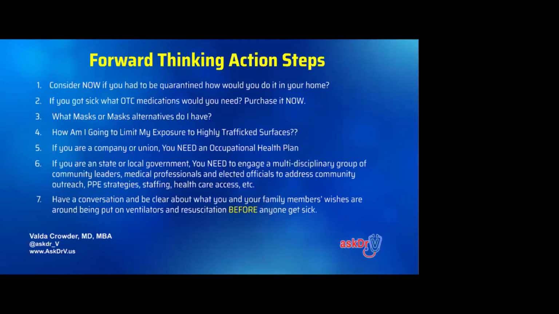If you're a company or a union, you've got to really look at an occupational health plan. State and local governments need to engage multidisciplinary groups of community leaders, medical professionals, and elected officials to really look at the things that they're dealing with around staffing and PPE. Have conversations with your family members and be really clear about what their wishes are about wanting to be put on a ventilator or resuscitation before anyone gets sick, right? If somebody has a specific wish, they don't want to be resuscitated or they don't want to be on a ventilator, you need to have that conversation now.